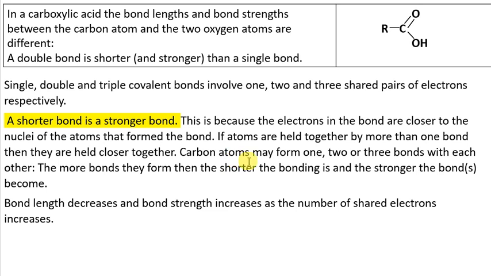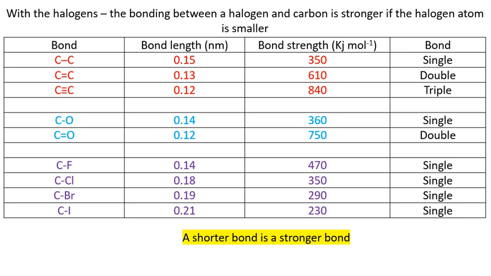Carbon atoms may form 1, 2, or 3 bonds with each other. The more bonds they form, the shorter the bond is, and the stronger the bond becomes. Bond length decreases, bond strength increases as the number of shared electrons increases.